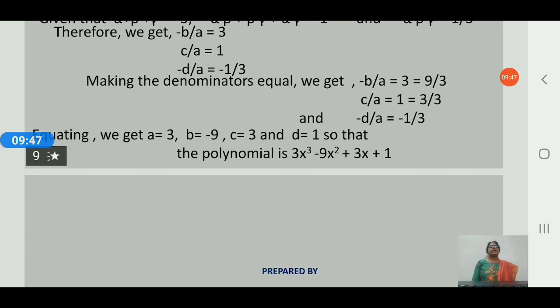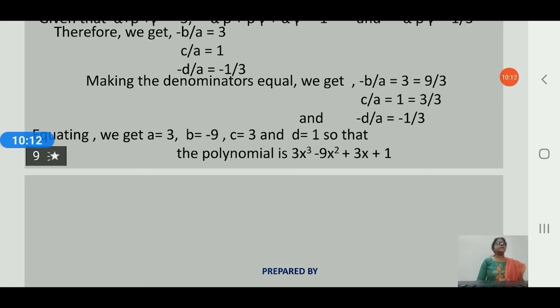Now we can write the standard form of the polynomial as ax cube plus bx square plus cx plus d. Now what is the value of a? 3. b is negative 9. c is 3 and d is equal to 1. Hence our polynomial becomes 3x cube minus 9x square plus 3x plus 1. This is a cubic polynomial.